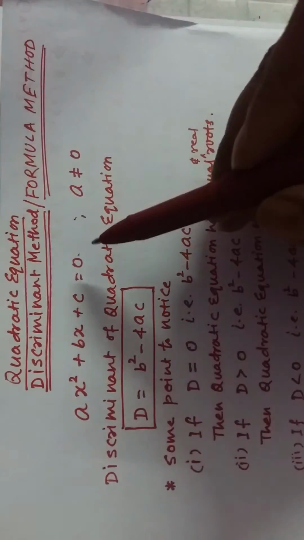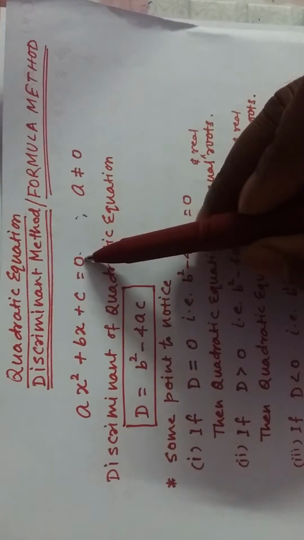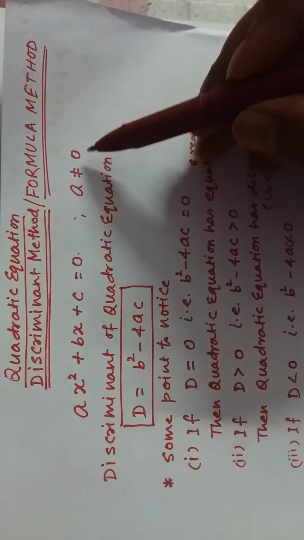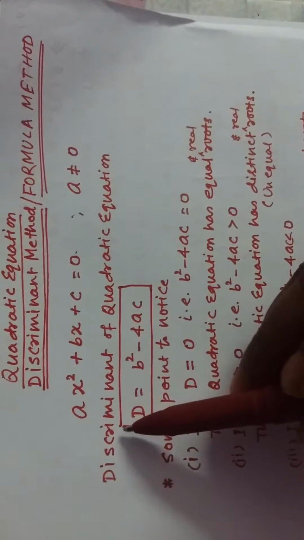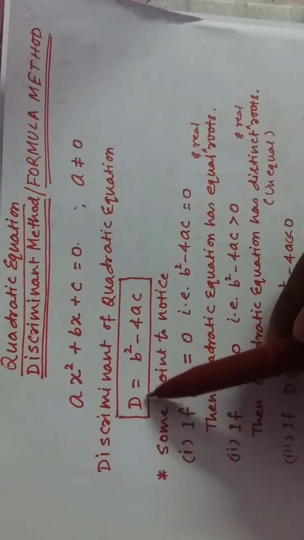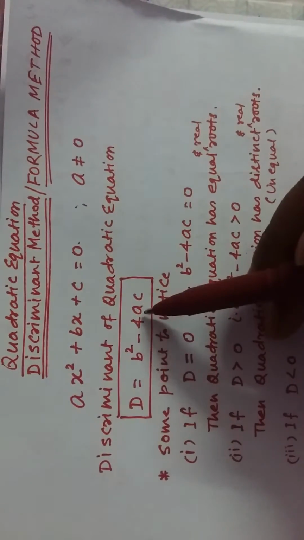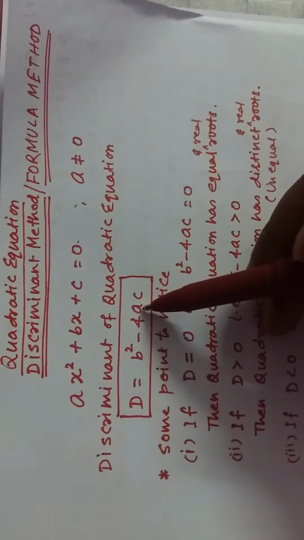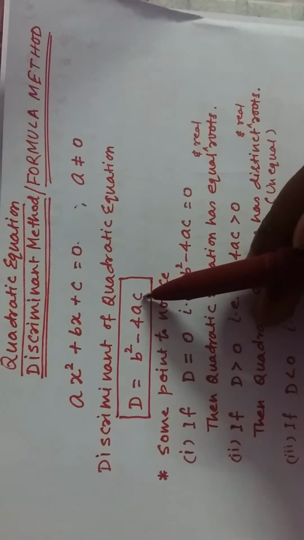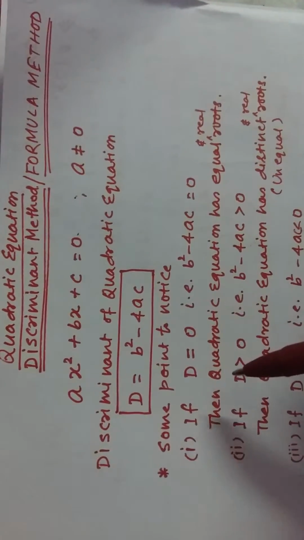Suppose we have a quadratic equation as ax square plus bx plus c equals 0, where a is not equal to 0. In this case, the discriminant of the equation, which is denoted by D, is equal to b square minus 4ac, where a is the coefficient of x square, b is the coefficient of x, and c is the constant term. So there are some points to be noticed.